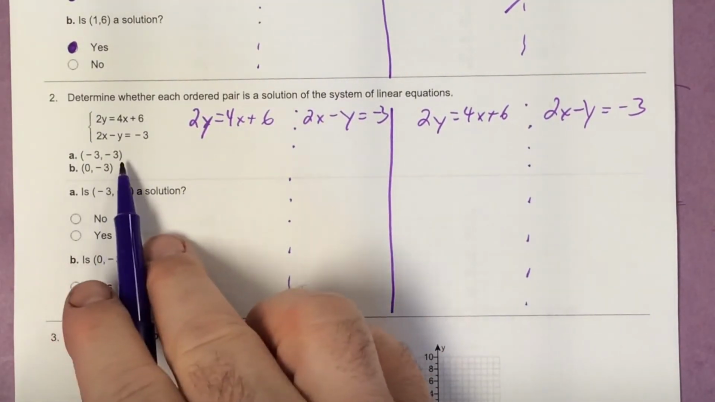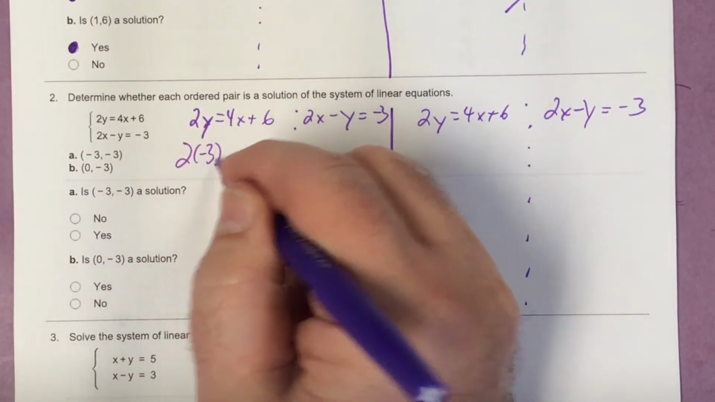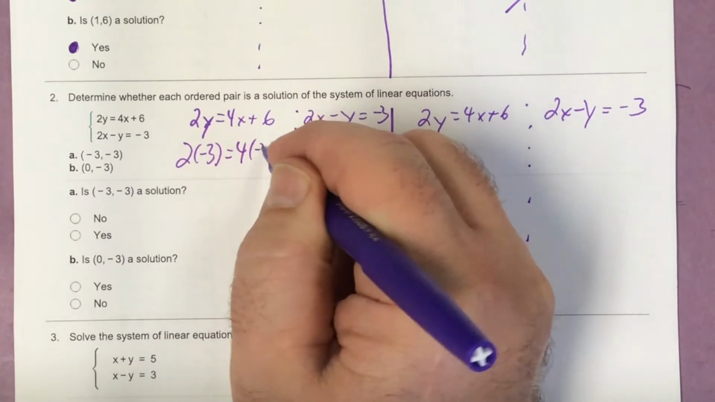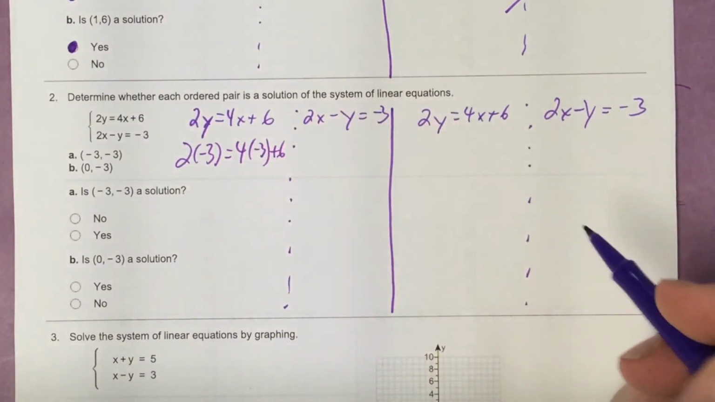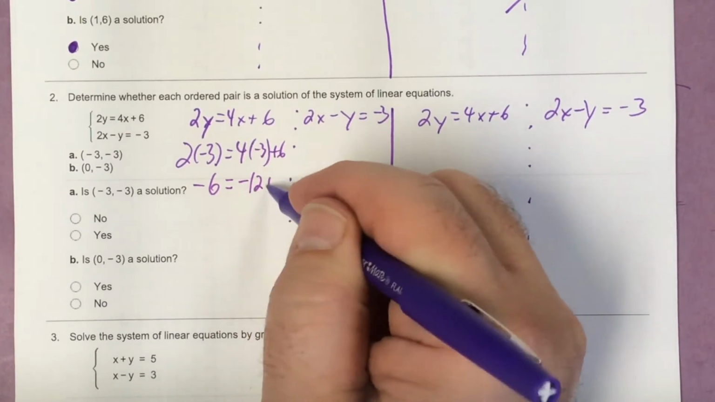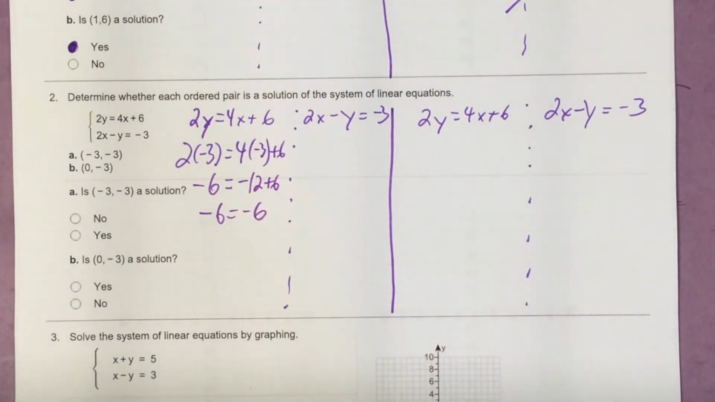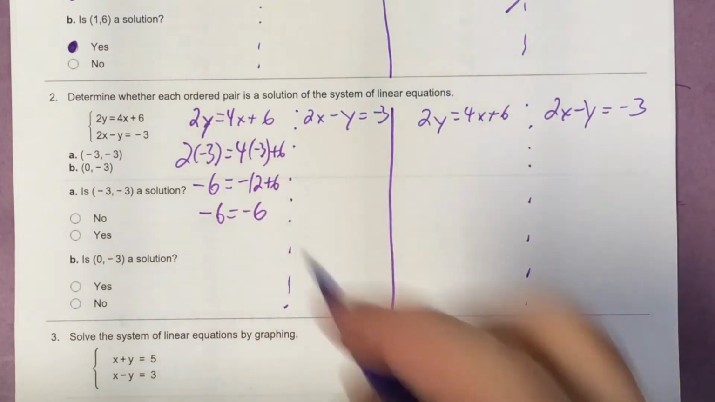So now for the first point, we have both x and y equal to negative 3. So it'll be 2 times negative 3 equals 4 times negative 3 plus 6. And that's going to be negative 6 equals negative 12 plus 6, or negative 6 equals negative 6. Well, that seems to work for here. We have to make sure it works for here too.